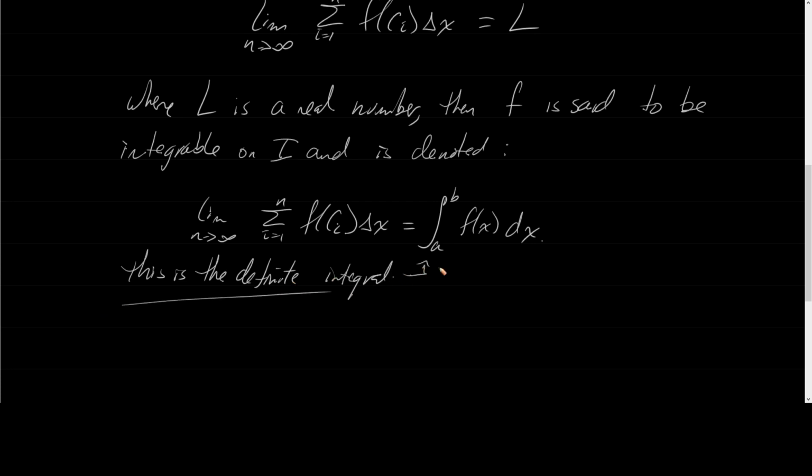So we call it a definite integral because it's actually defined over a specific interval, right? And here we're going from a to b. a is called the lower limit of integration. b is the upper limit of integration.